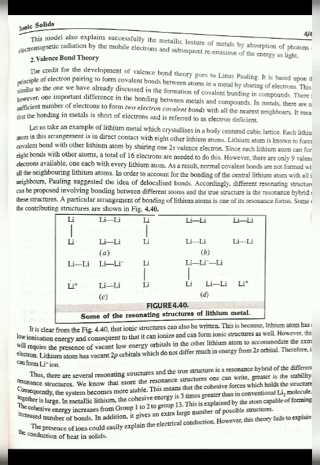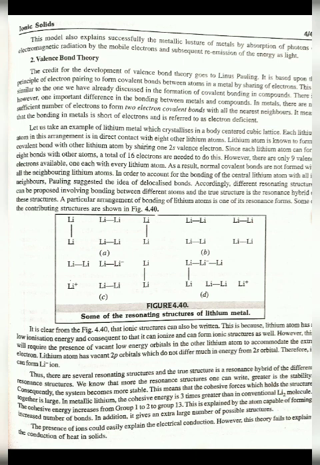We know that the more resonance structures one can write, the greater is the stability. Consequently, the system becomes more stable. This means that the cohesive forces which hold the structure together are large. In metallic lithium, the cohesive energy is 3 times greater than in the conventional Li2 molecule. The cohesive energy increases from group 1 to group 13. This is explained by the atom being capable of forming an increased number of bonds. In addition, it gives an extra large number of possible structures.